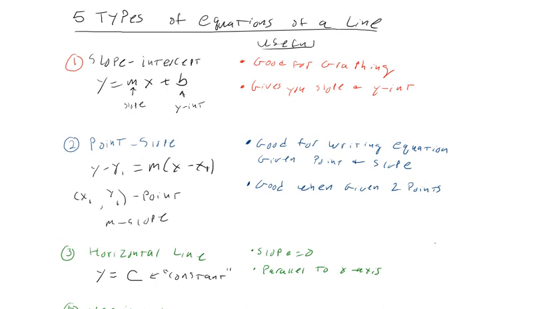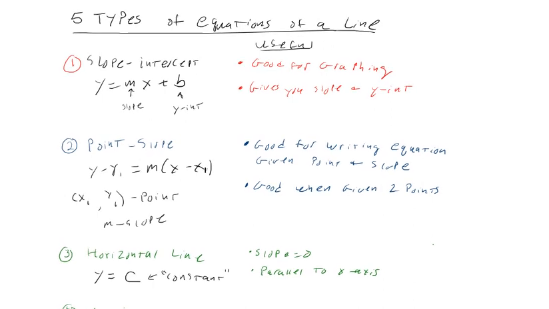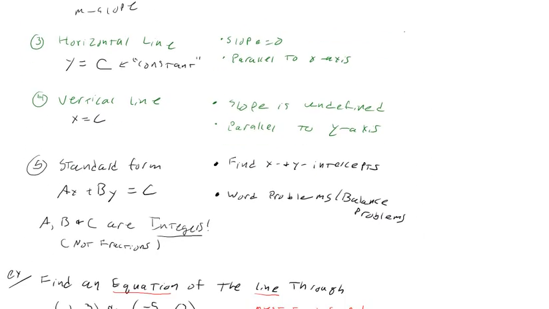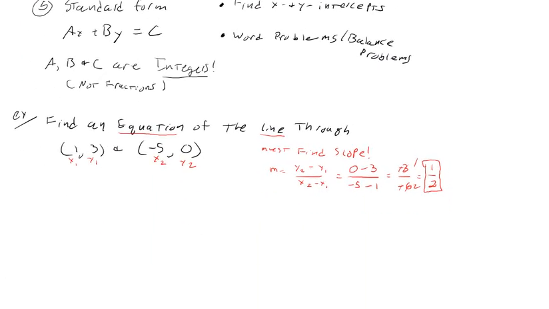Since we don't have the y-intercept, I'm going to use this point-slope form. y minus y1 equals m times x minus x1. I have to pick a point. I know my slope. I need to pick a point. Well, I have 2 choices. I could pick either one of these to be my point. It doesn't matter. Both will work, right? If I choose 1 and 3, or -5 and 0, which one do I want to use? Someone give me a suggestion. Which one should I use? 1, 3, or -5, 0?